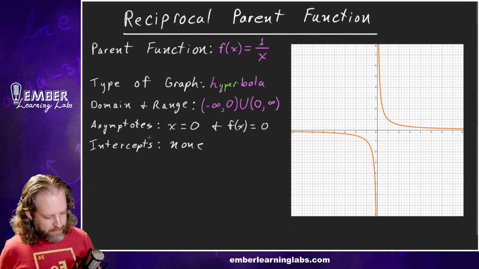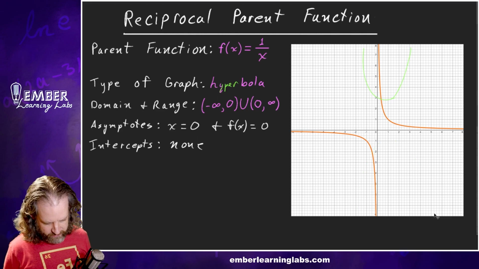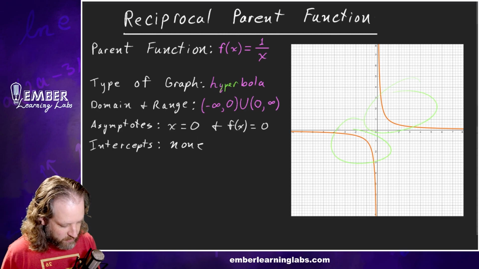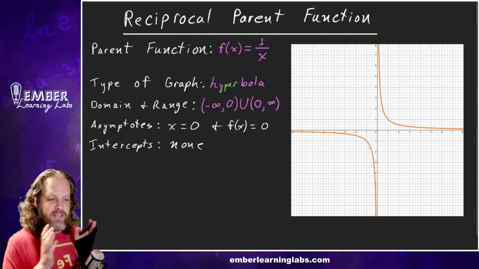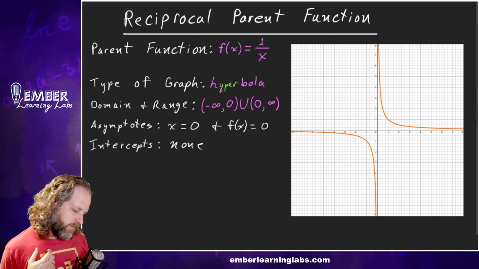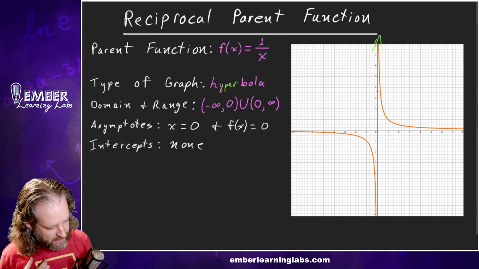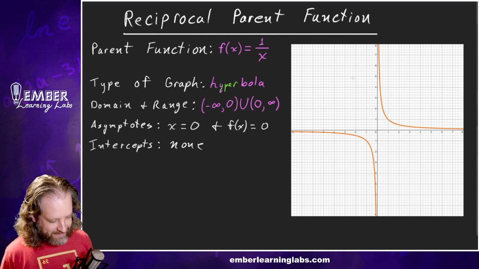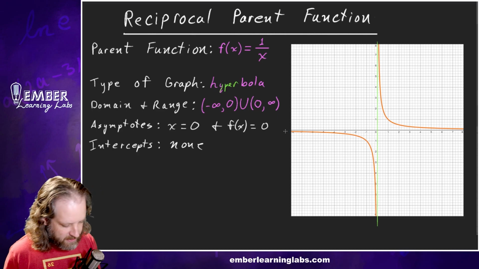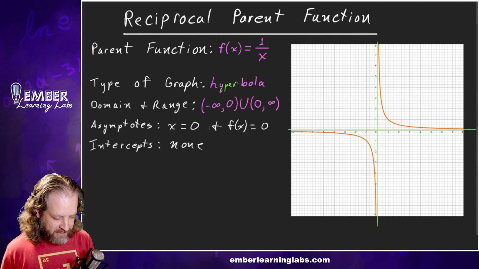Now, a hyperbola is typically a parabola and then a mirrored parabola as well. This is not technically a parabola, neither this one nor this one, because they don't continue getting wider and wider forever. They keep on going up and down, but there is an asymptote. In fact, there's a couple of different asymptotes. We've got asymptotes at the y-axis and the x-axis right here.